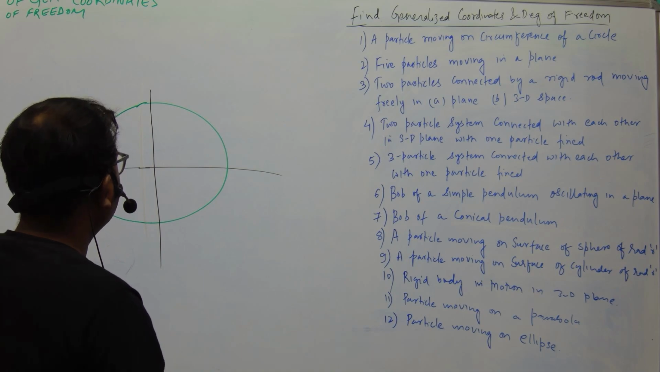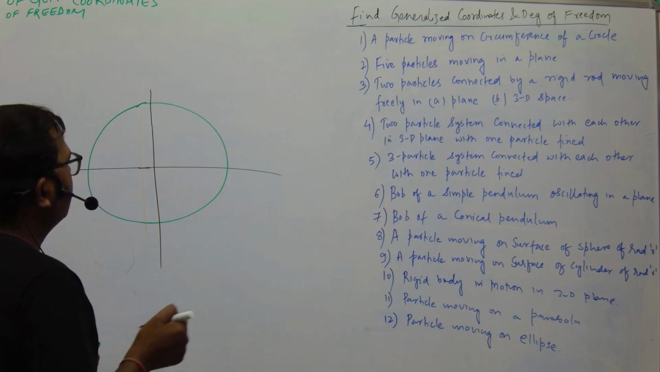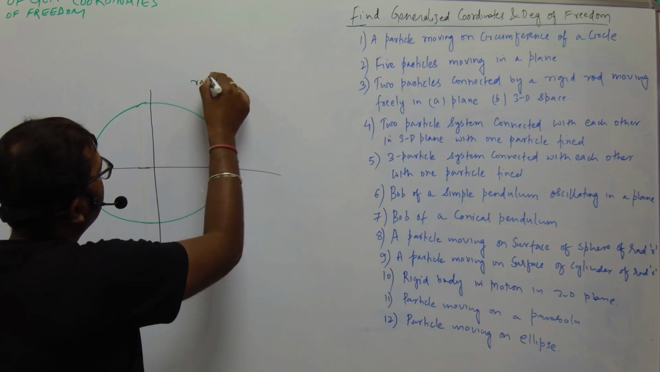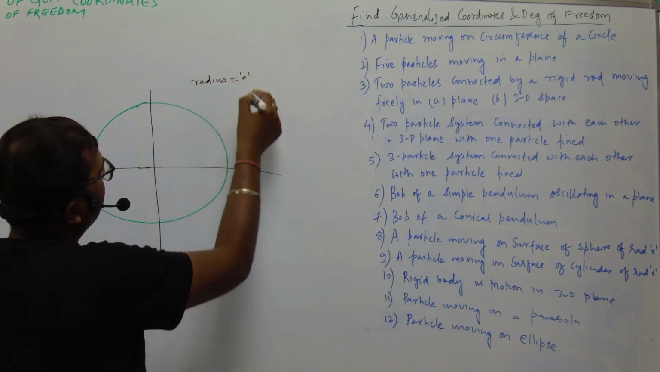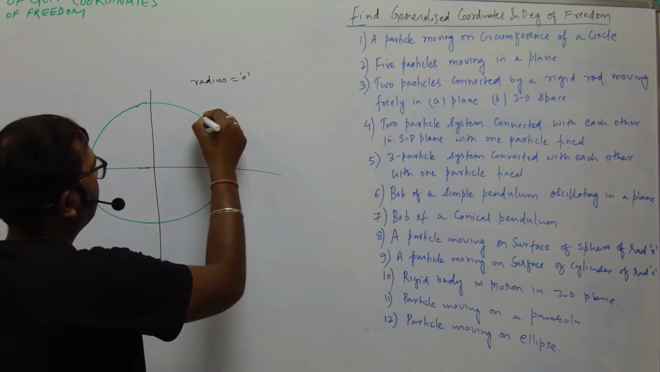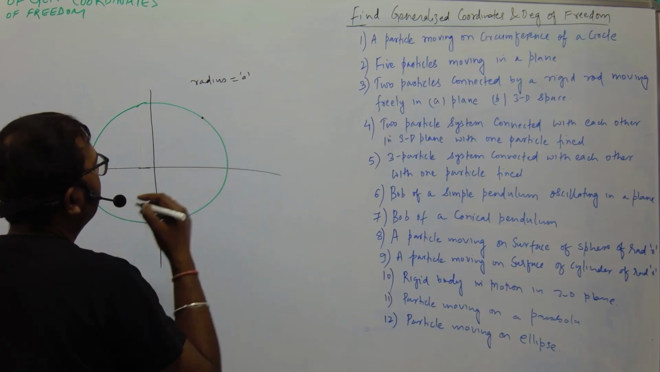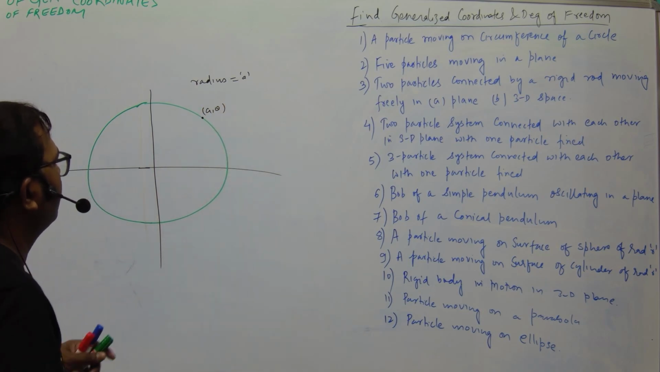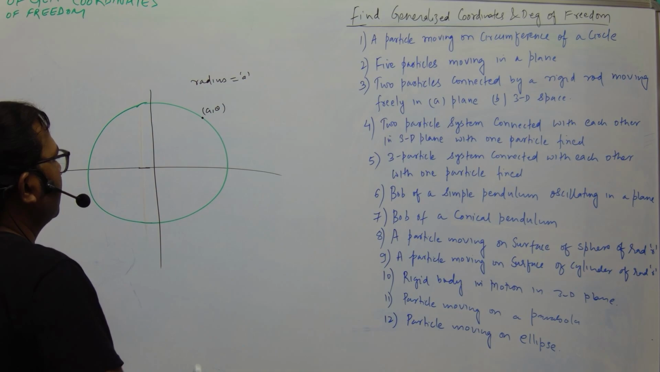Particle moving on the circumference of a circle. So let us take a particle. So this is a circle. Let us take the radius as a. Let us take a random particle here. So this is (a, theta). So only theta is determining the position of the particle.